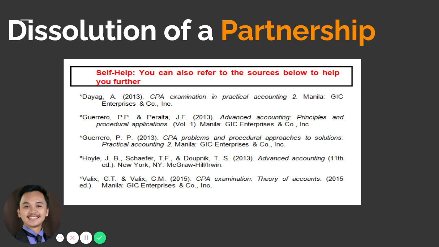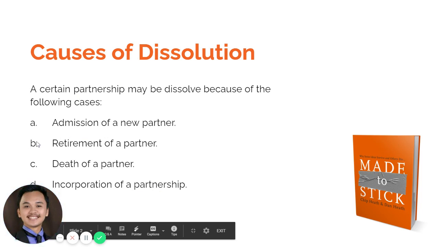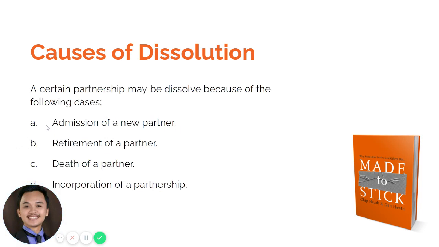Just a recap, we have four reasons why a partnership dissolves: admission of a new partner, retirement of a partner, death of a partner, and incorporation of the partnership. For admission, remember we have two: by investment or by purchase. If by purchase, it is a third party transaction between the new partner and the old partner, so no asset will be recorded in the partnership. But if by investment, then new assets are recognized by the partnership.